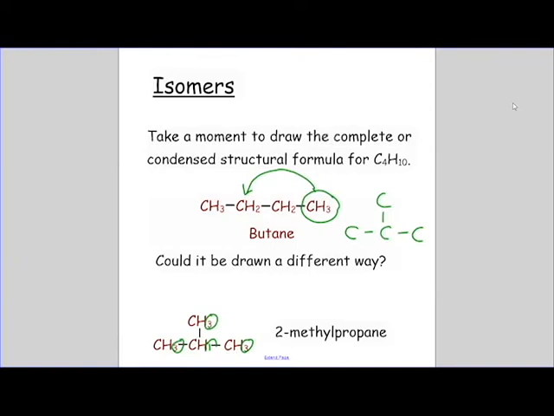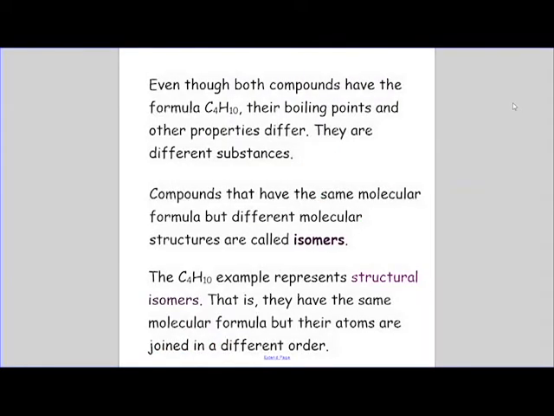So by taking the same number of carbons and hydrogens, I was able to come up with a new compound, a new structure that has a different name to it, has different properties. So as we'll see here, even though both compounds have that same formula, C4H10, things like their boiling points and other properties are different. They're different substances altogether. Compounds that have the same molecular formula but different molecular structures, that's what's known as isomers. So they still have the same C4H10, but they have different names to them.